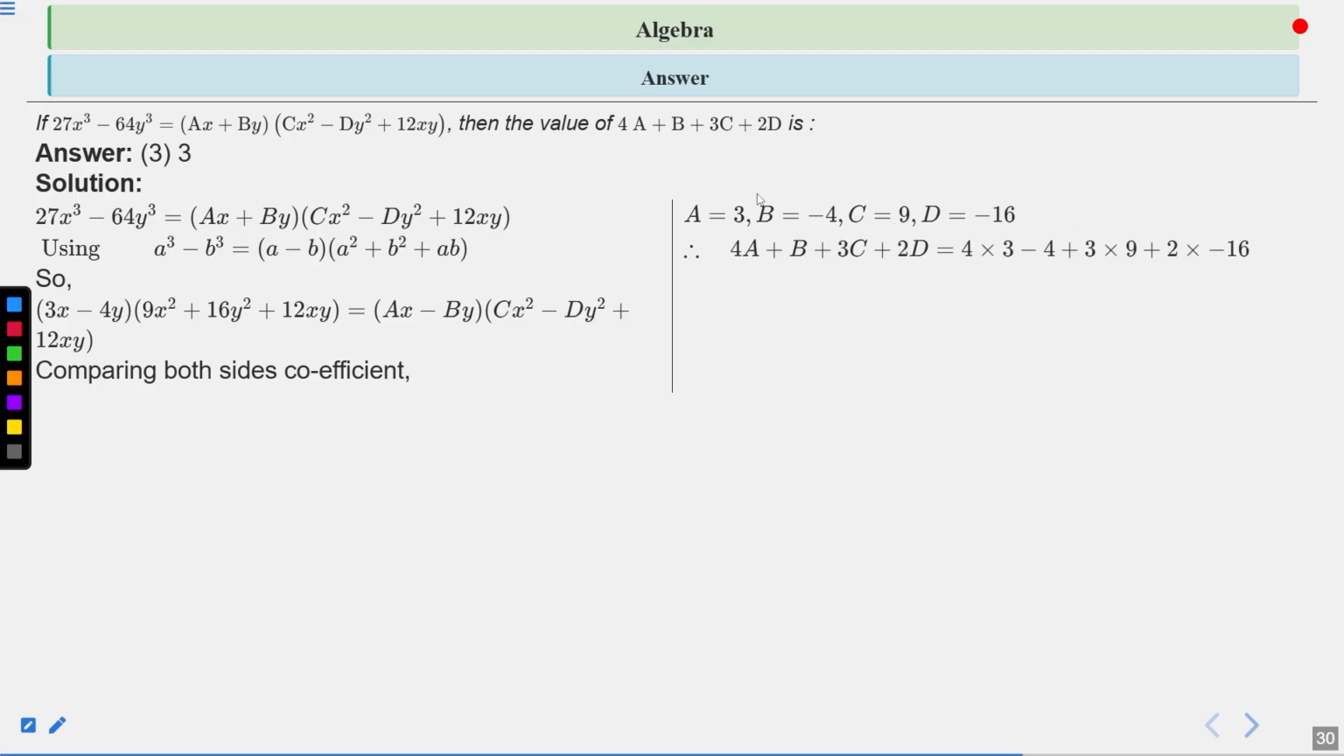So we just put the values of a, b, c and d in the given expression 4a + b + 3c + 2d. So we get 4 into 3 − 4 + 3 into 9 + 2 into −16. So we get 12 − 4 + 27 − 32. When we simplify it, we get 39 − 36, which is equal to 3. So the third one is the correct answer of this question. Next one.